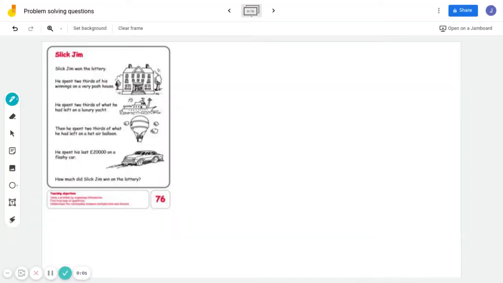All right, boys. So this is Slick Jim. I really like this problem because, I don't know, it's just one of those problems that I really get and it really resonates with me. But we've got to read everything and understand everything before we can start it.